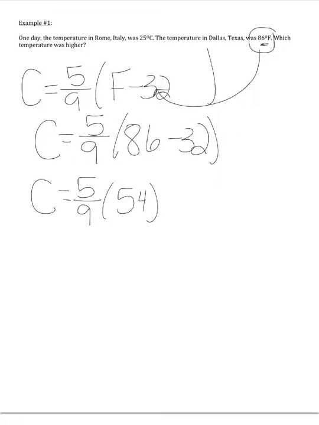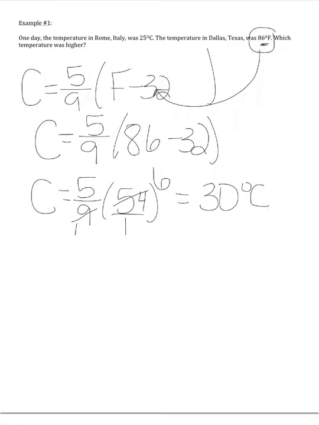And then I wouldn't panic here, the fact that I've got to take 5/9 times 54, because if you just think about 54 being over 1, you can do some cross simplification. 9 goes into 54 6 times, so it really just leaves me with 5 times 6, which is 30. So this would be 30 degrees Celsius.